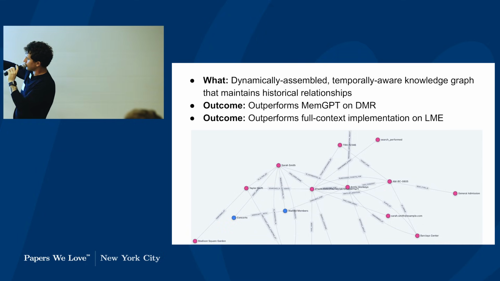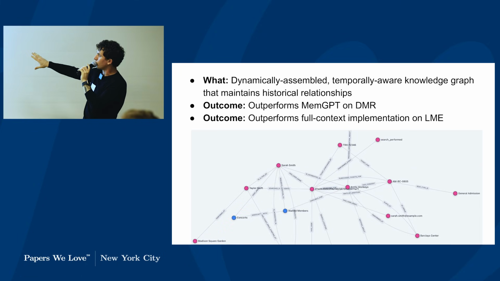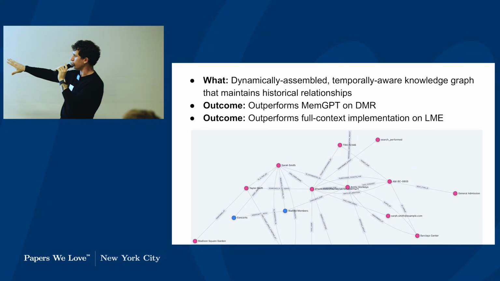And then this is a visualization of a Zep graph. This is actually a pretty minimal memory set with only a few messages. And so you can see it gets pretty chaotic pretty quickly, at least from a visualization point of view. There's a lot going on.